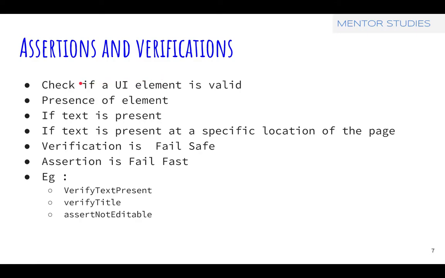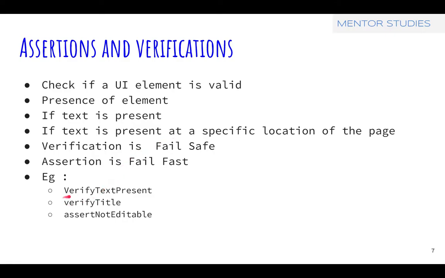I have already told you what assertions and verifications are for: to check if a UI element is valid, if that element is present, if a text is present in an element, or if the text is present at a specific location of the page. Verification and assertion have a very thin layer of difference. Verification is fail safe. If you verify something in a step and the verification fails, the entire test suite or test case is still not going to fail, it's safe at that point of time. But if you're using assertion and that check fails, then the test case is going to fail.